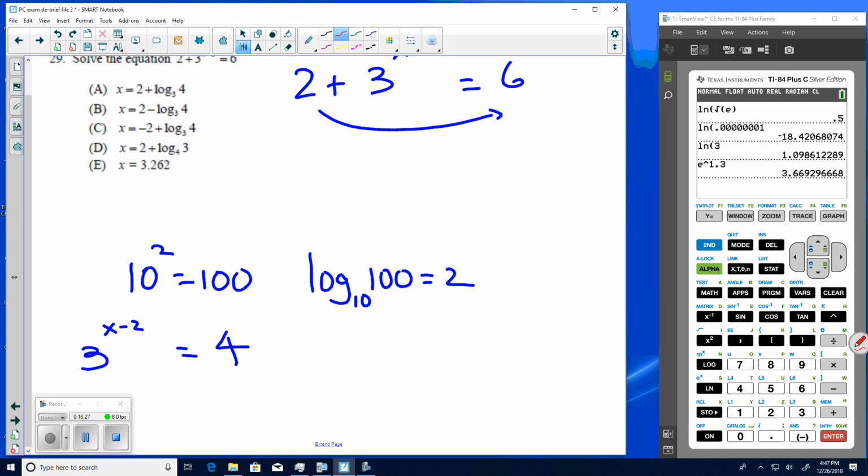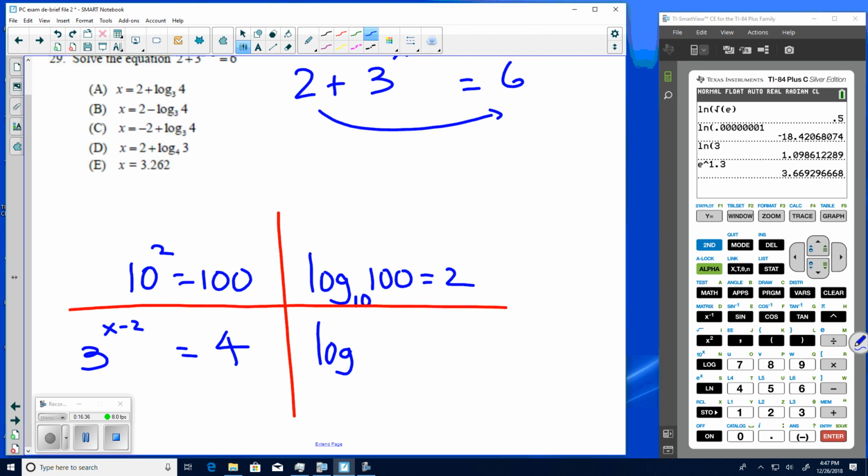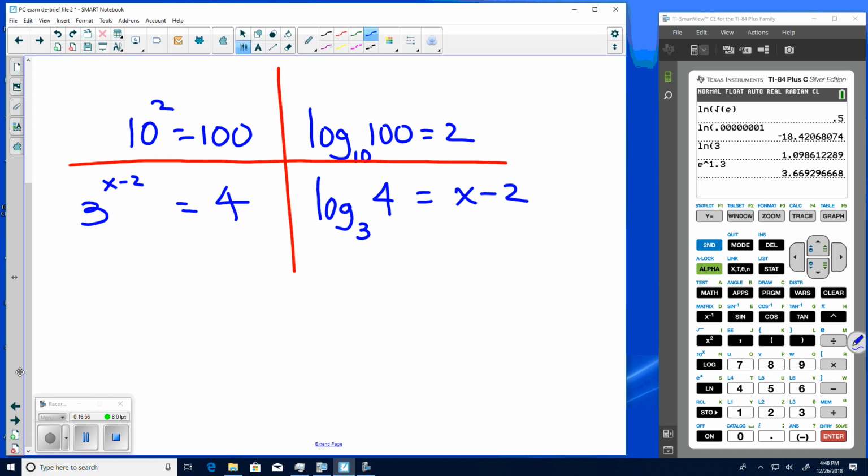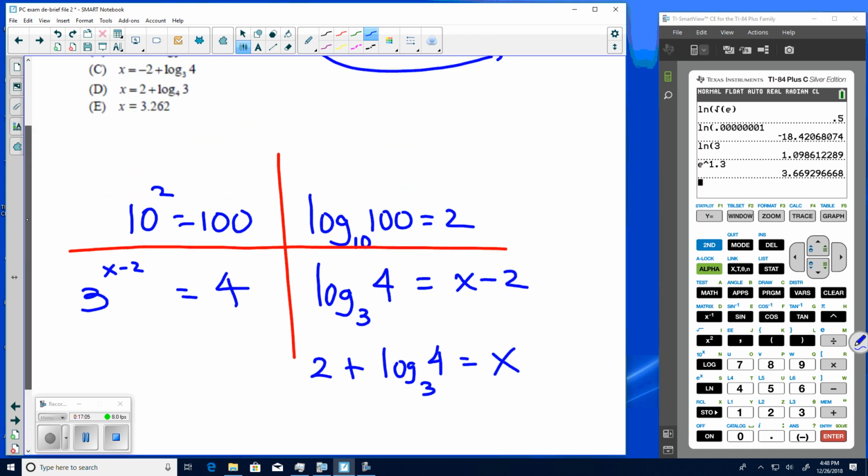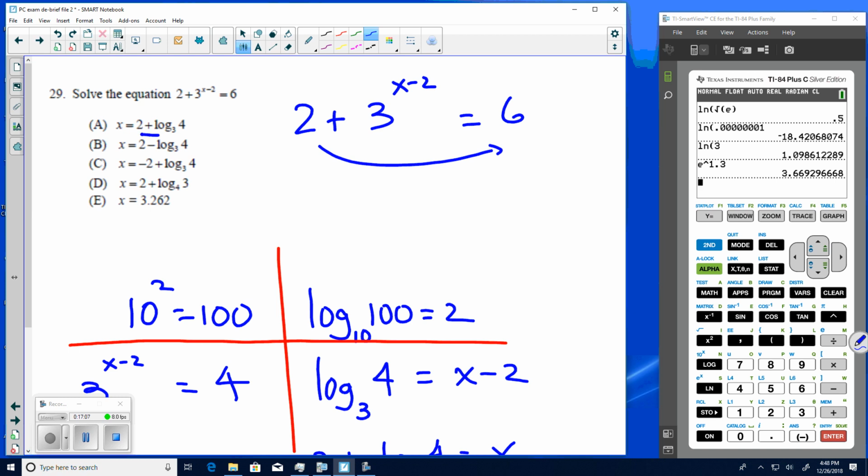I'll use the translation key to get the logarithmic form. And we know this is going to be a log. The base is going to be 3 of 4 is equal to x minus 2. There, I have translated it. Unfortunately, I did not want to know what x minus 2 was. I wanted to solve it for x. So the last thing we do is move the 2 to the other side, just add 2 to both sides. 2 plus log base 3 of 4 is equal to x. And that's the solution that you should have been looking for. 2 plus log base 3 of 4.